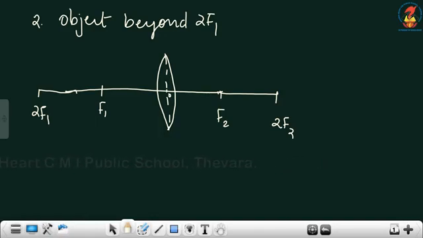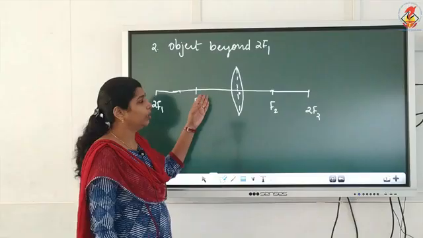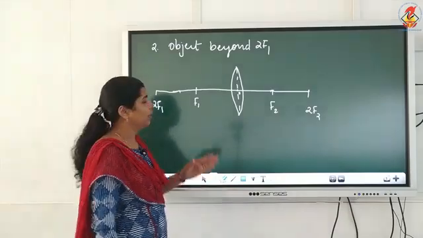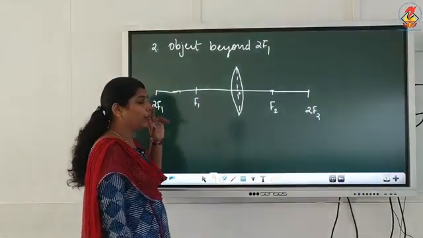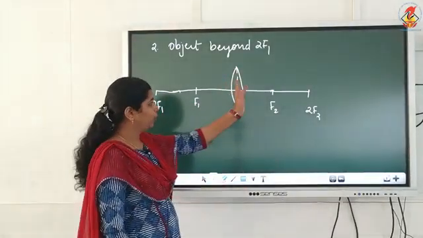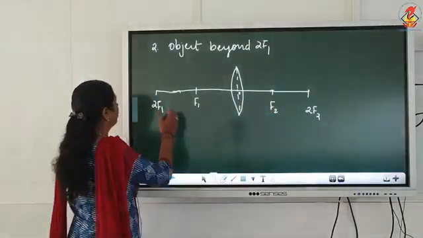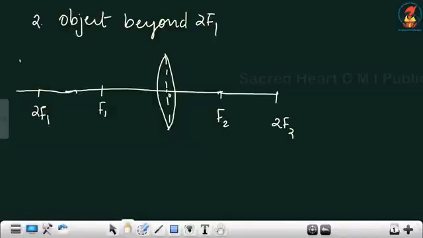When you do it, you have to take the measurements, 2 cm each. Okay. Distance between optic center and F1, 2 cm. Distance between optic center and F2, 2 cm. Again from F1 to 2F1, 2 cm. F2 to 2F2, 2 cm. Okay. Now, you need to draw an object beyond 2F1.